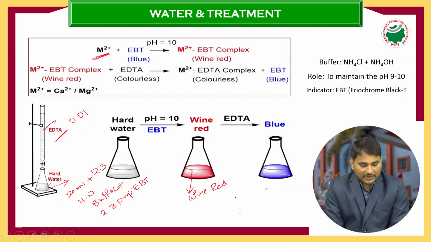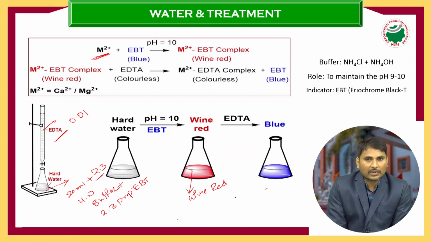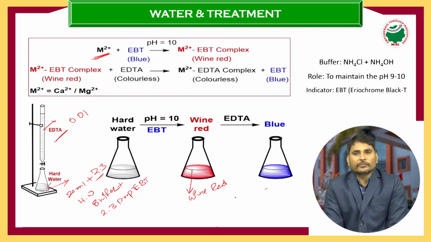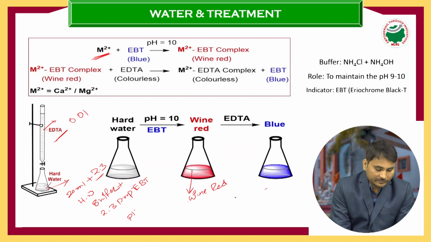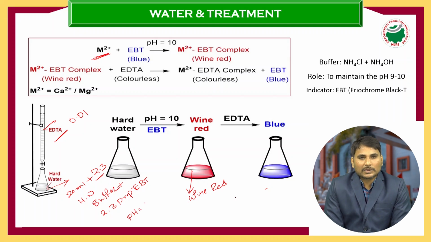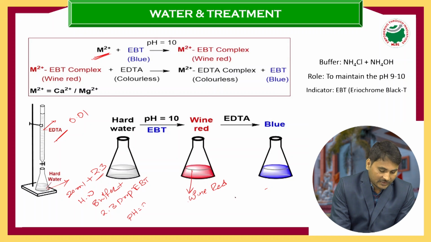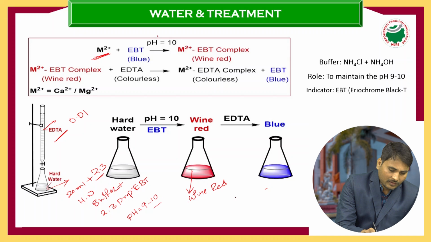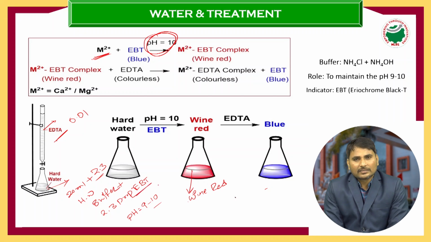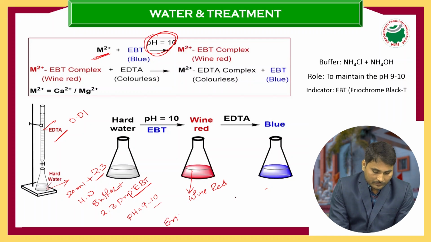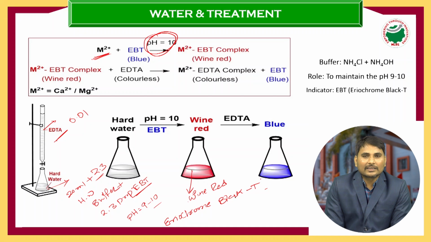And when we are doing this experiment, we are adding the 2 to 3 ml of the buffer. So what is the use of the buffer? When we are adding buffer to a solution, the buffer helps us maintain a constant pH. In this experiment, we are using a mixture of ammonium chloride and ammonium hydroxide, a combination of ammonical buffer solution. When we are using that buffer solution, the pH we are maintaining in this experiment is 9 to 10. And also we are using the EBT indicator. EBT means eriochrome black T. Eriochrome black T indicator we are using.